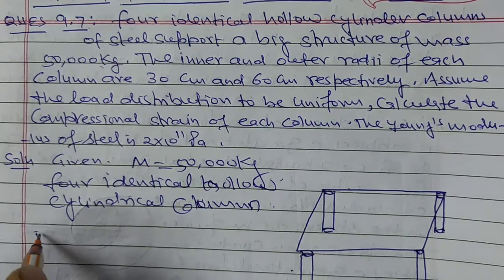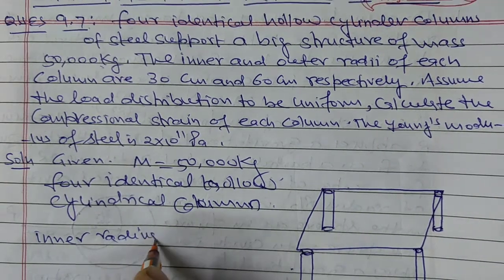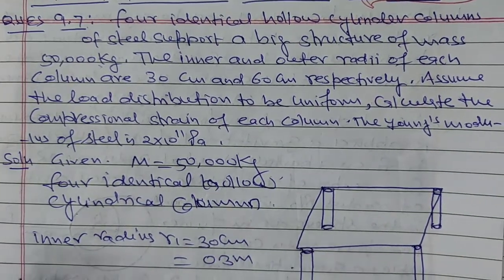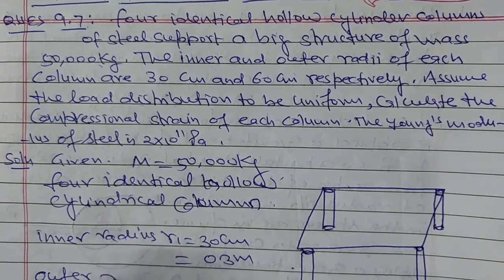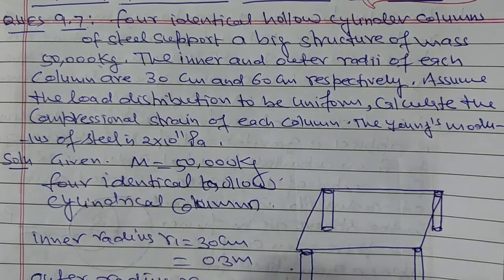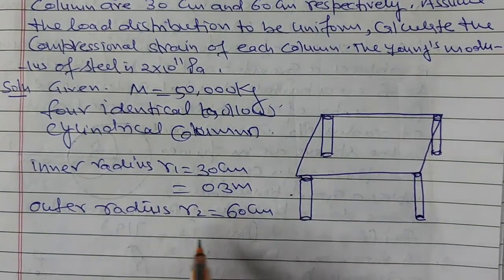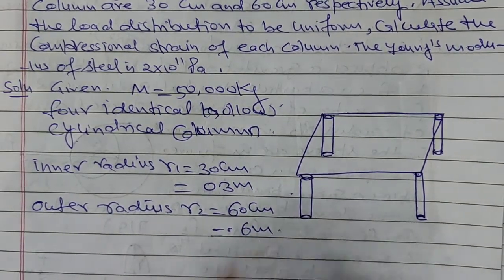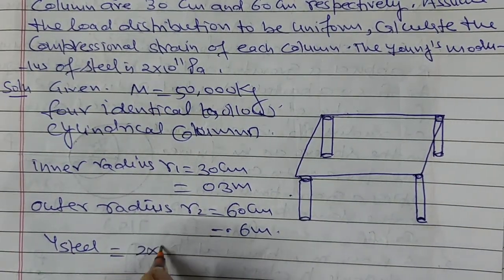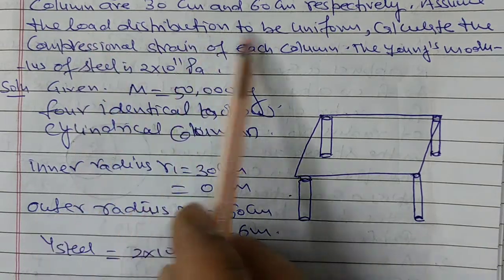The inner radius of each column, that is R1 is equal to 30 centimeter is equal to 0.3 meter, and outer radius is R2 is equal to 60 centimeter, that is 0.6 meter, and given the Young's modulus for steel is 2 into 10 to the power 11 Pascal. Now, the total load distribution is to be uniform.